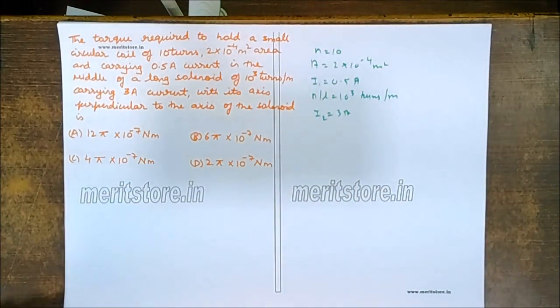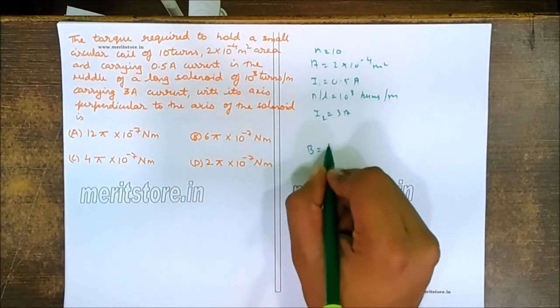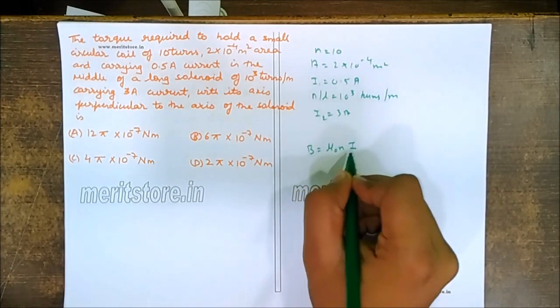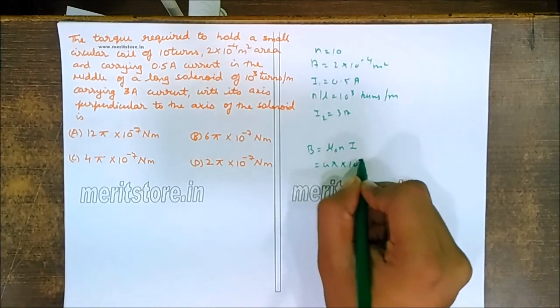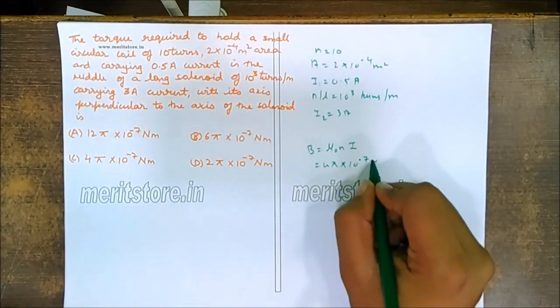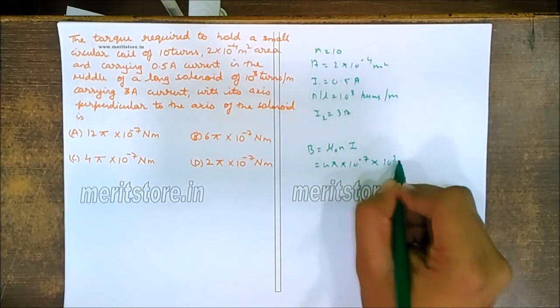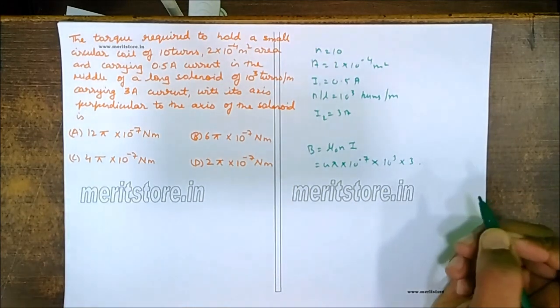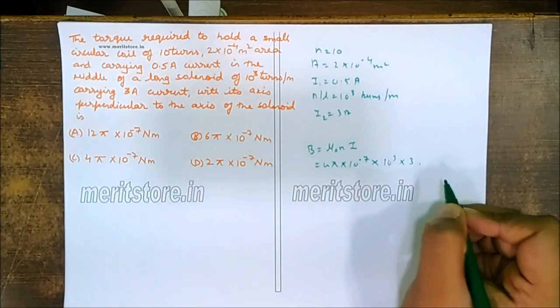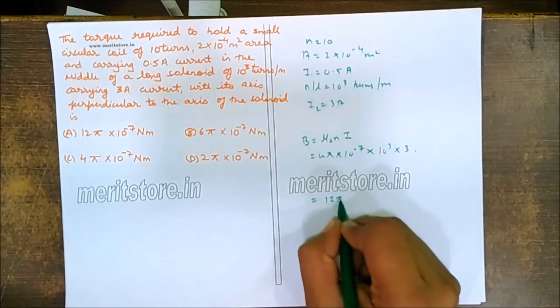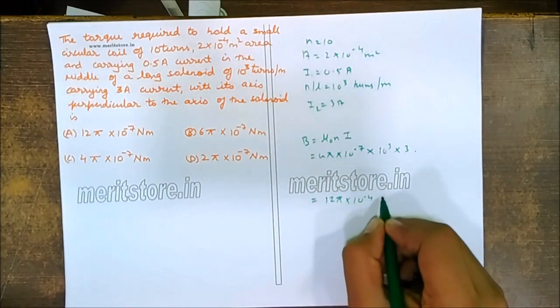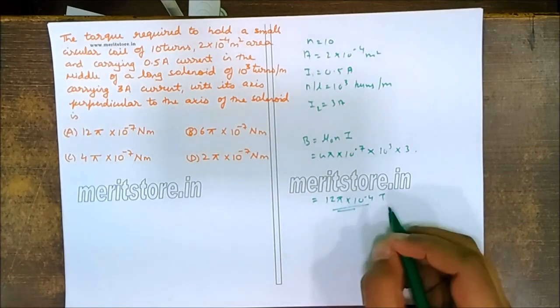Now I can say the magnetic field inside the solenoid carrying current can be given as B is equal to mu naught N i. So this is 4 pi into 10 raised to minus 7 into 10 raised to 3 into 3. Now this is 12 pi into 10 raised to minus 4 Tesla.